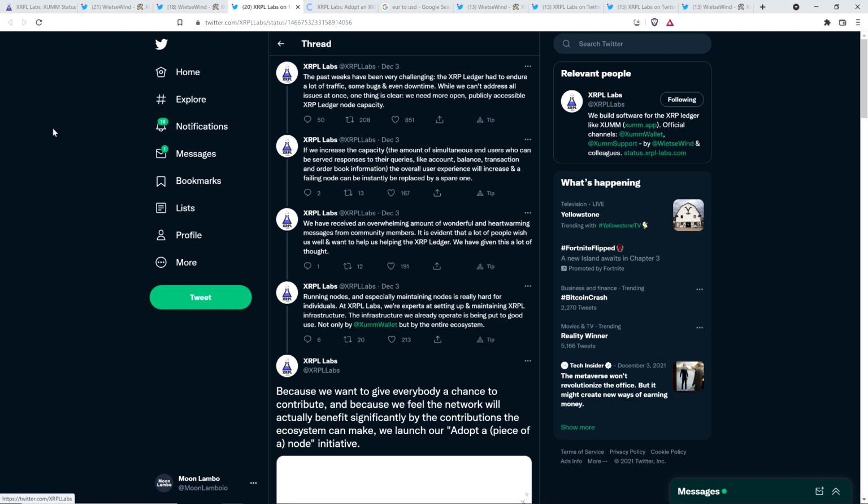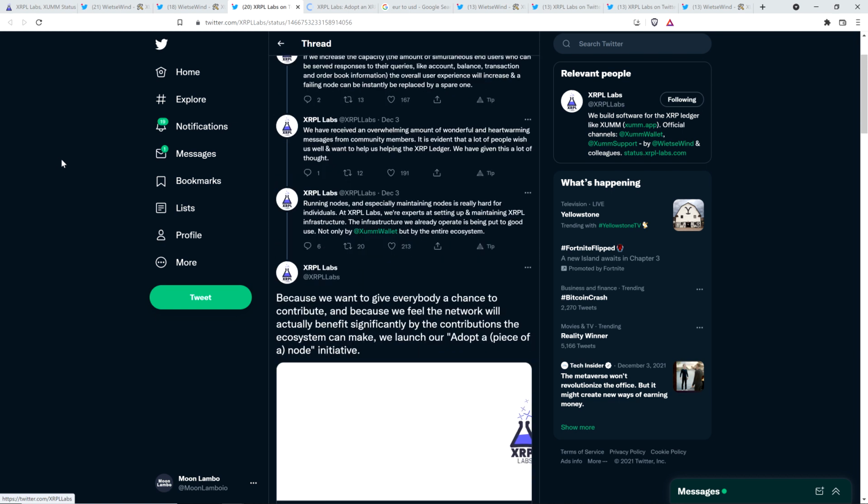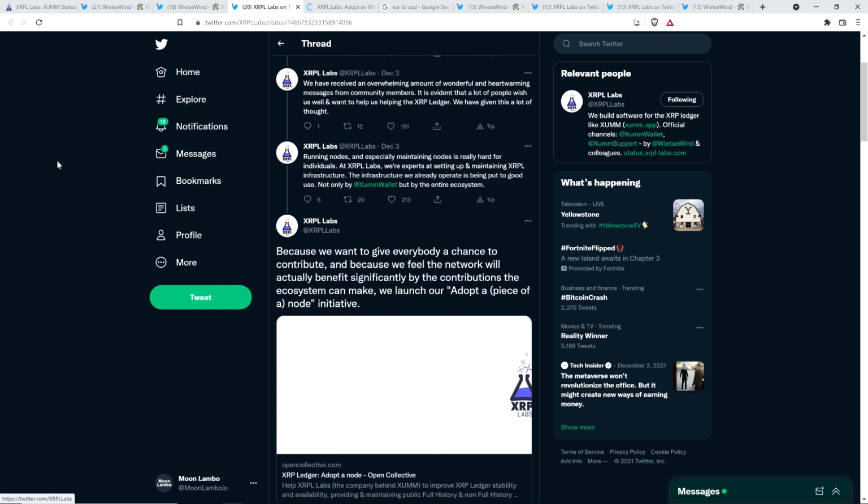We have received an overwhelming amount of wonderful and heartwarming messages from community members. It is evident that a lot of people wish us well and want to help us helping the XRP ledger. We have given this a lot of thought. Running nodes, and especially maintaining nodes, is really hard for individuals. At XRPL Labs, we're experts at setting up and maintaining XRP ledger infrastructure. The infrastructure we already operate is being put to good use, not only by our wallet, XUMM, our product, but by the entire ecosystem. Because we want to give everybody a chance to contribute, and because we feel the network would actually benefit significantly by the contributions the ecosystem can make, we launch our Adopt a Piece of a Node initiative.